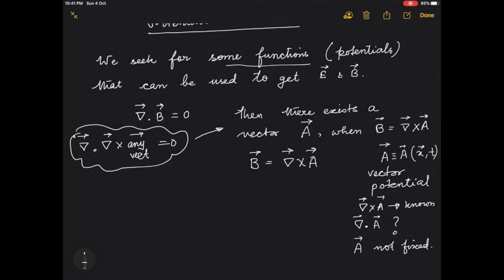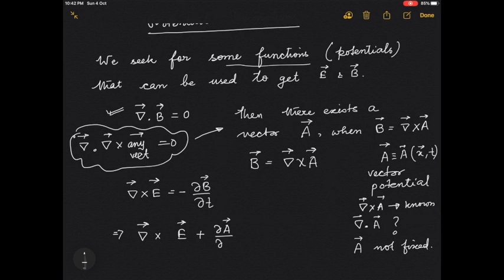And you see that to get to this, I have used one of the homogeneous equations. So let us look at the other homogeneous equation. What does it tell us? The other homogeneous equation is curl of E equals minus del B del t, which I can write as curl of E, and B is curl of A, so I can club them together. You can write curl of (E plus del A del t).